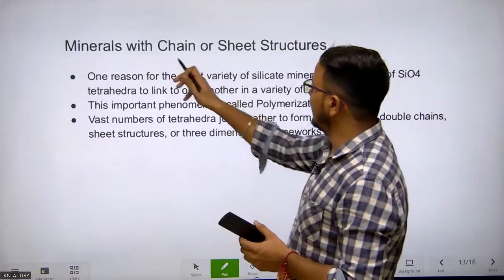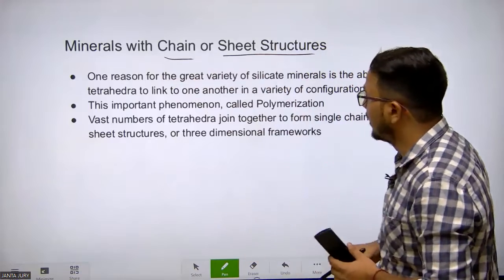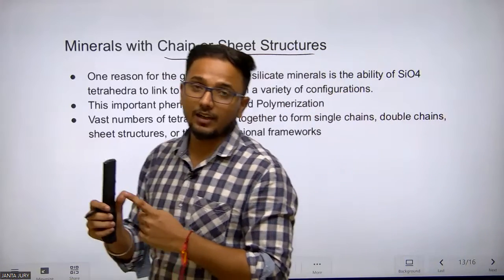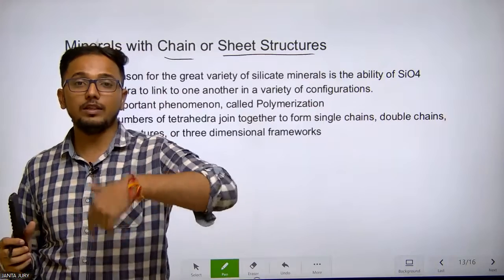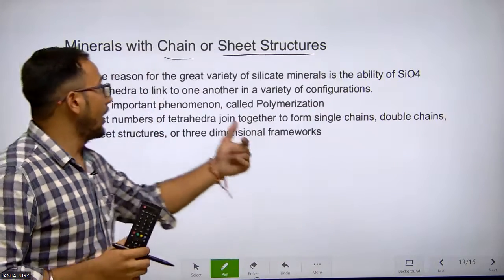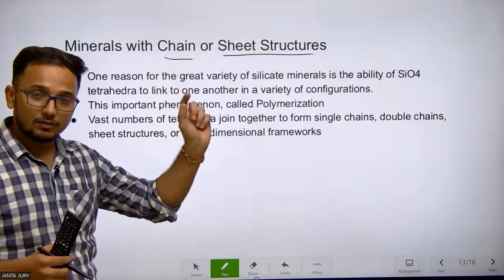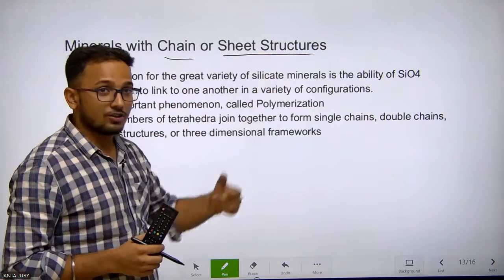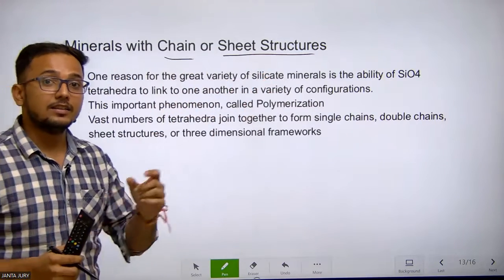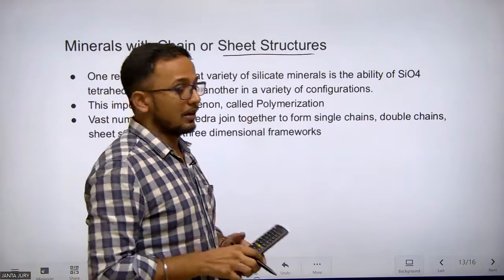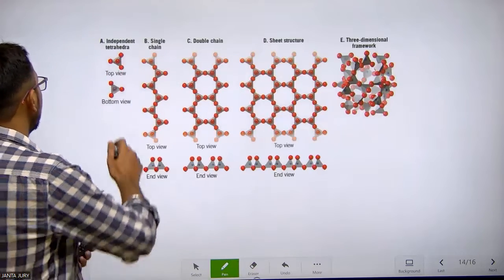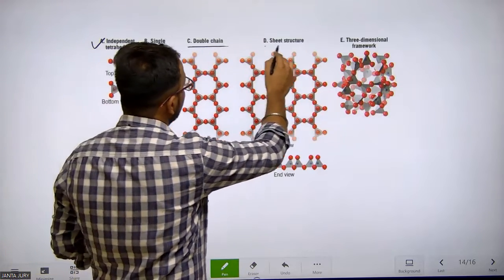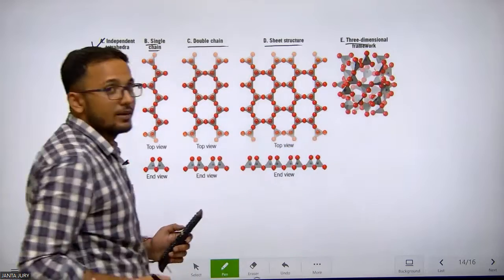Now look at the minerals with the chain or sheet structures. So chain structure is when a silicon oxygen tetrahedron shares oxygen with another silicon oxygen tetrahedron. When two oxygens are shared, it is a double chain. When three oxygens are shared, it is a sheet structure, or when four oxygens are shared, this is called a three-dimensional structure. So as you can see: independent tetrahedra, single chain, double chain, sheet structure, and three-dimensional.